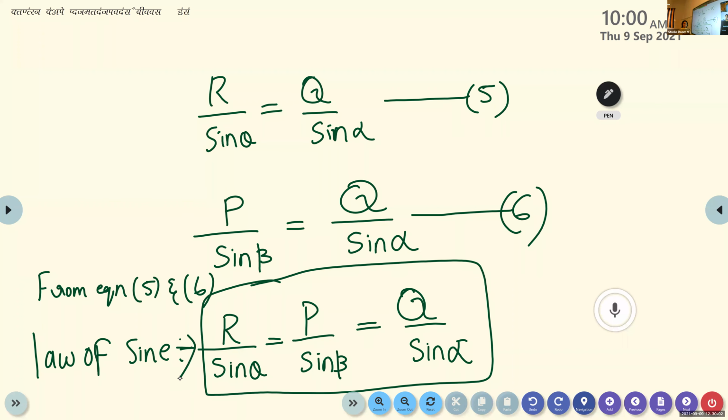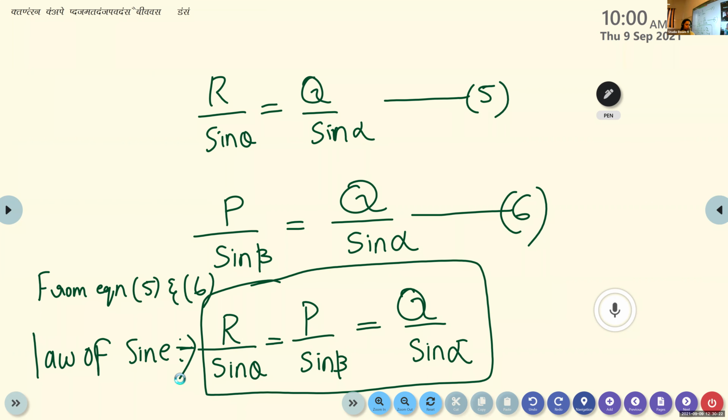So under vector addition using the analytical method, we discussed two laws. One is the law of cosine. Did you remember the law of cosine, Abhinav? Law of cosine is mainly used to find out the magnitude and direction of the resultant vector R.